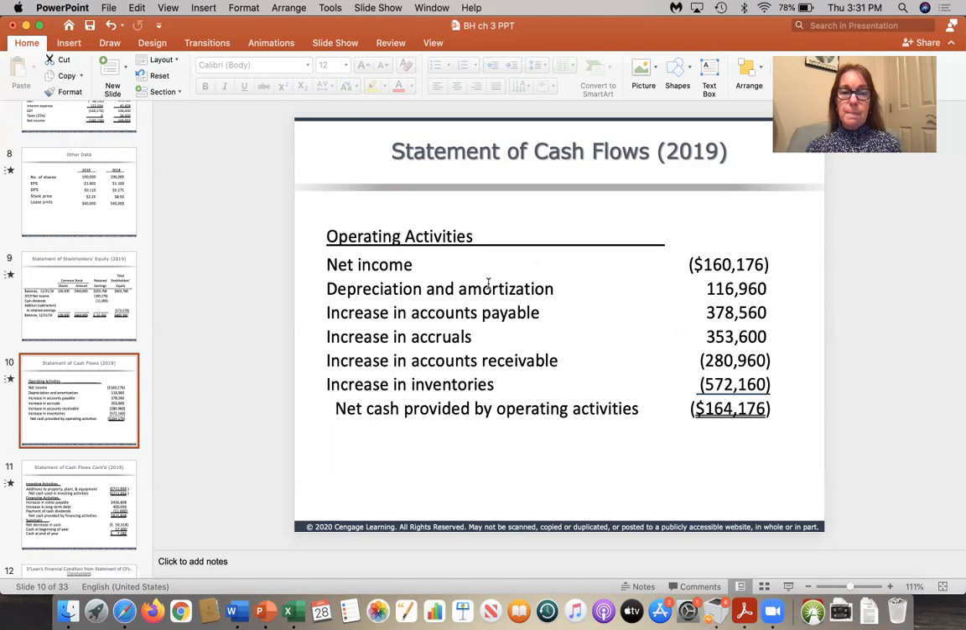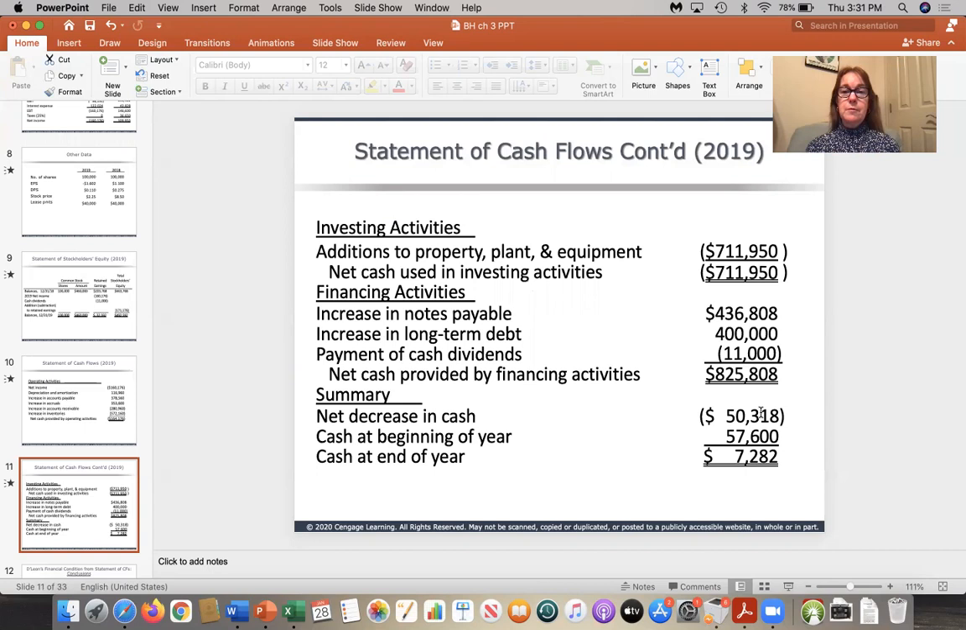These are the operating activities. So what happened here? The net cash provided by the operating activities, negative $164,000. So that's a negative, an outflow. Okay, next we're going to go to the investing activities.